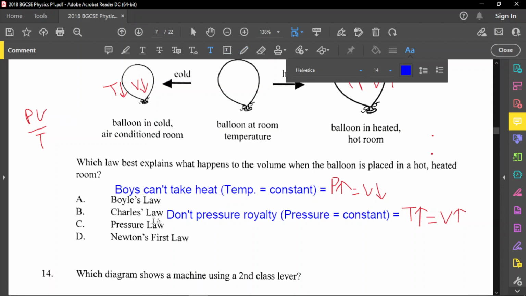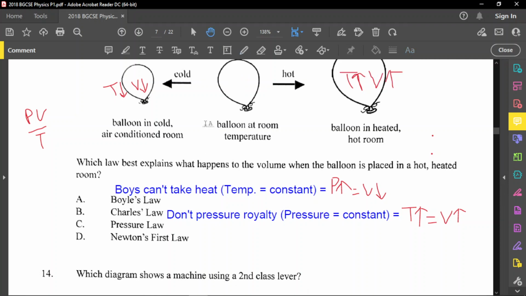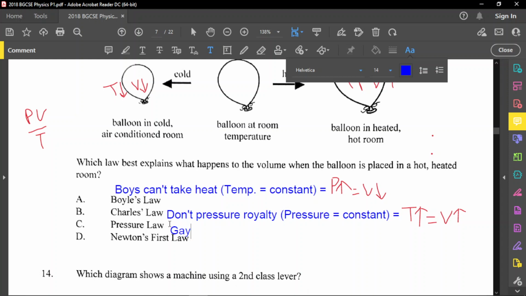All right, so let's look at the pressure law. Listen to this one now. Do not take this out of context, right? The pressure law is also called the Gay-Lussac law, all right? Again, do not take this out of context. I'm going to say something, but do not take it out of context at all. So it's also called Gay-Lussac's law. Same thing.